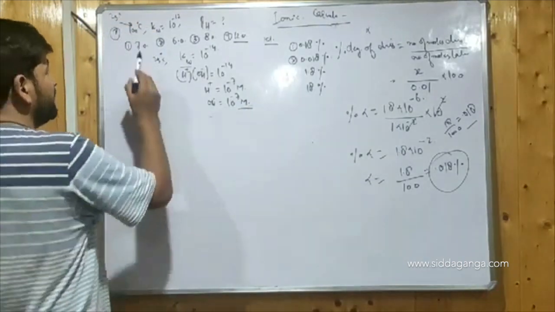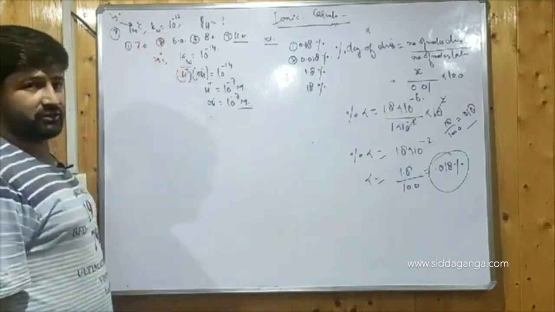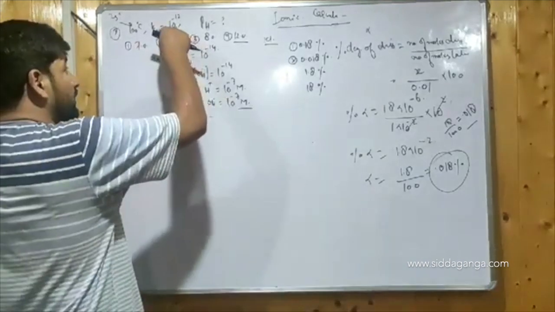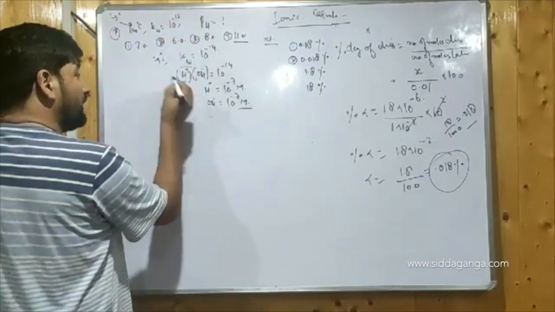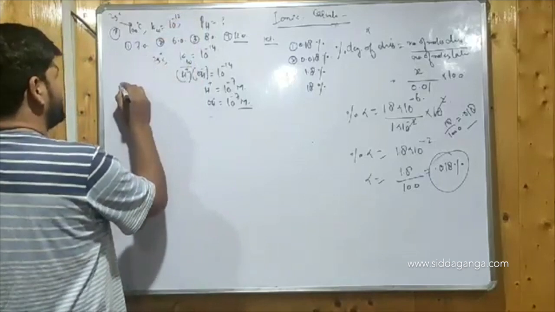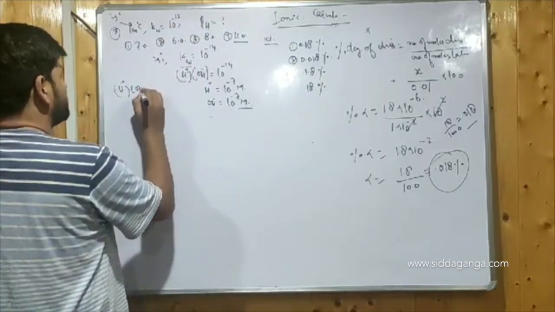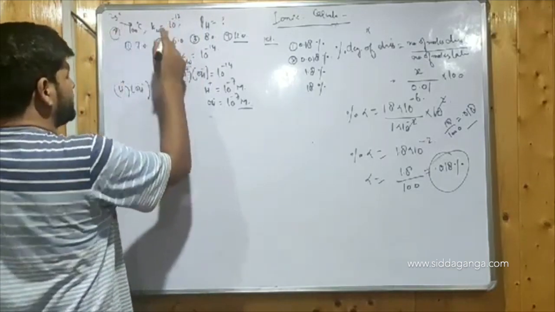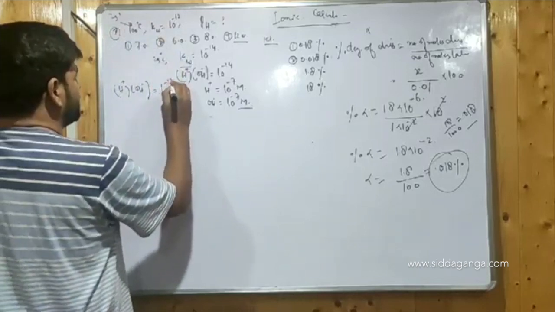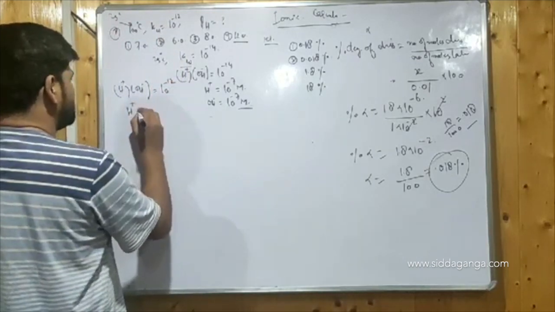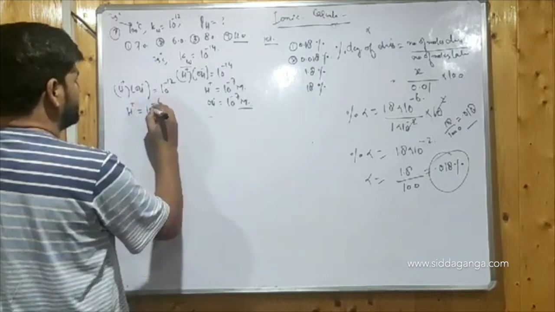So naturally, the ionic product will increase or decrease. It will obviously increase. But when the ionic product is increasing, what is the ionic product equal to? H plus into OH minus. So on increasing the temperature, it is now equal to 10 to the power minus 12. That means H plus will be equal to 10 to the power minus 6.